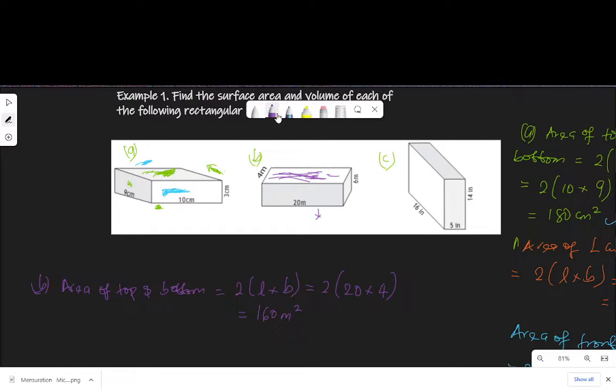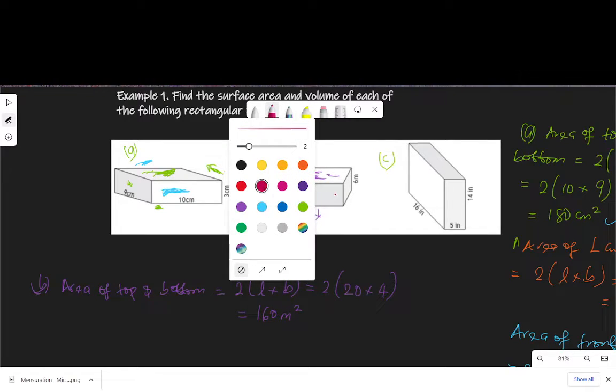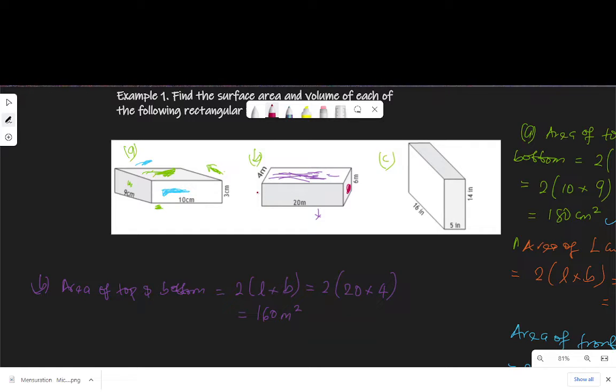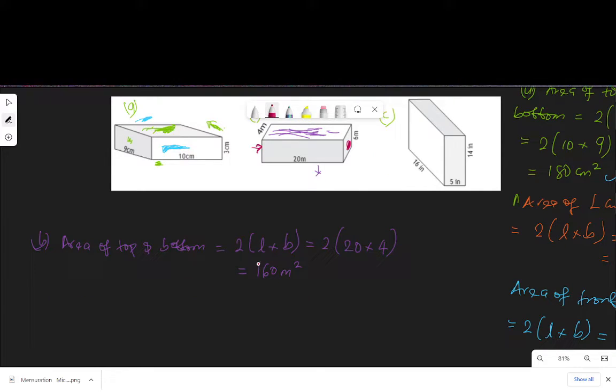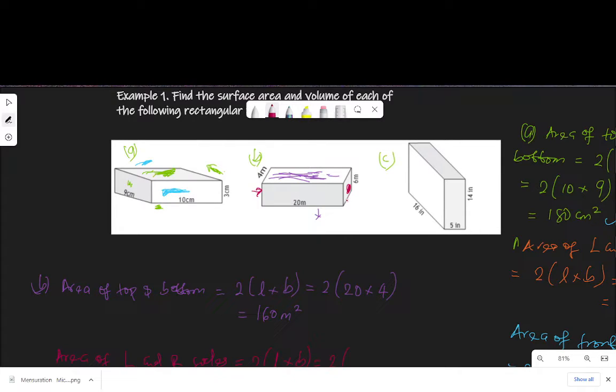Then area of left and right, use a different color. This side here and exactly the same side here. That will be the area of left and right side, which is 2 multiplied by length times breadth. Let me consider this to be the length. Okay, this is bigger, so let me consider this to be the length.